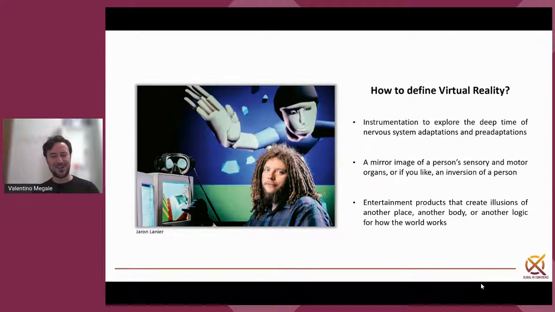So I just picked three examples of definitions of virtual reality. You can range from an instrumentation to explore the deep time of nervous system adaptations and pre-adaptations, and you can end with entertainment products that create illusions of another place, another body, or another logic for how the world works. We are aligned around the definition that virtual reality is a reality machine. So it's a digital technology that is engineered to simulate our sense of presence in another place, which is different from the one where we are with our physical body. So virtual reality is about creating a new world, digital, synthetic, that we can visit with a realistic feeling of being there, the sense of presence.